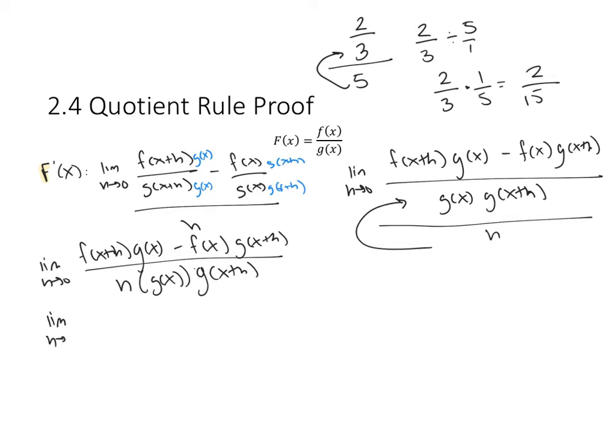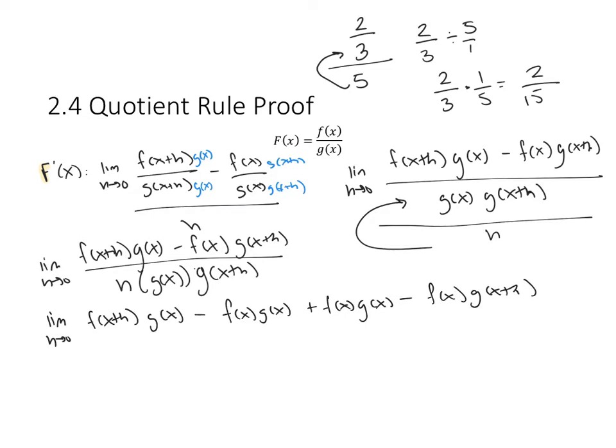So my limit as h goes to 0 of f of x plus h times g of x, minus f of x times g of x, plus f of x times g of x, and then minus f of x times g of x plus h, all over h times g of x plus h. And again, I can break this into the two fractions that I need. So I'm going to rewrite this on the next slide and then break it.